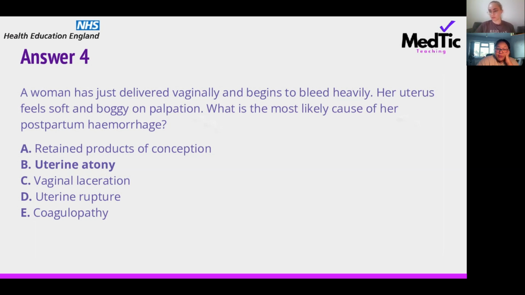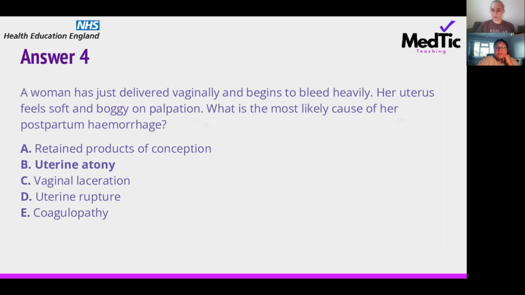So the correct answer is B, uterine atony, however you want to pronounce it. It's not A, retained products of conception, because that would typically cause a delayed or secondary postpartum hemorrhage, so after 24 hours. And generally, the uterus may be firm or irregularly shaped, depending on how much retained product is still inside the uterus.